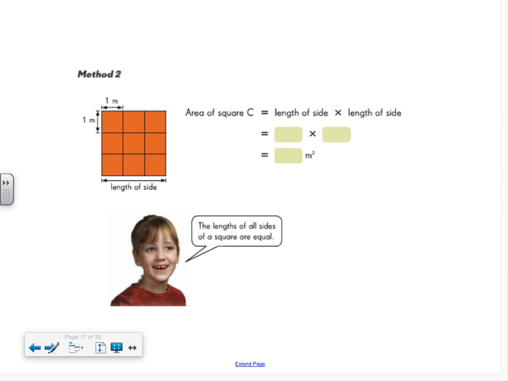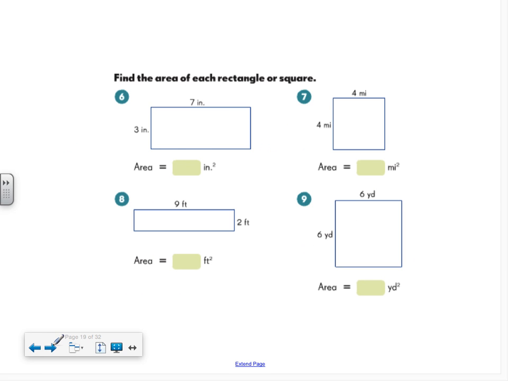Okay, now we're going to move on. I want you to stop and find the area of these 4 shapes only, and then unpause when you're ready. All right, well, area, again, I know is length times width. If this is 7 long and 3 wide, I know that 7 times 3 is 21. And if I'm doing area, it's squares, so it would be 21 inches squared. Same with this one. This one is a square, so I know all the sides are equal.